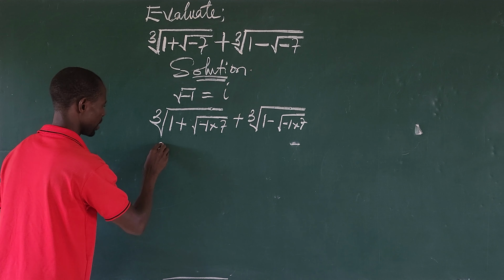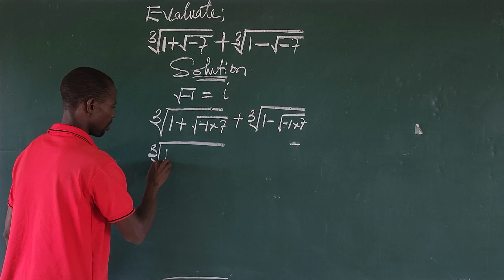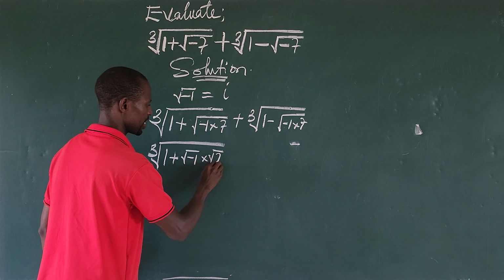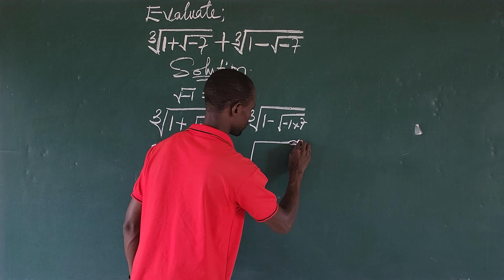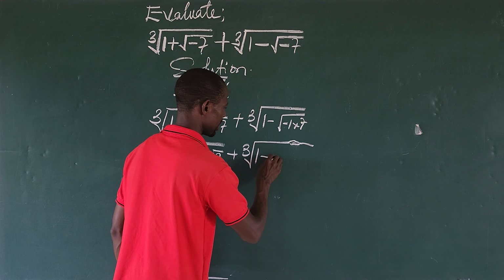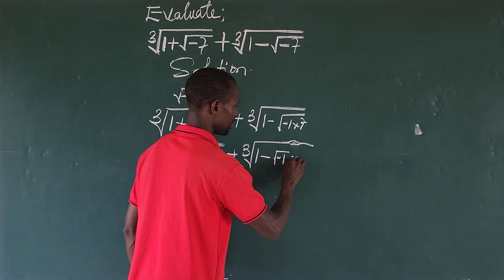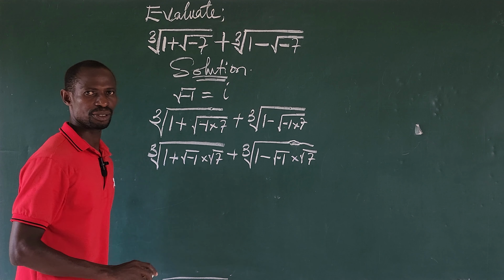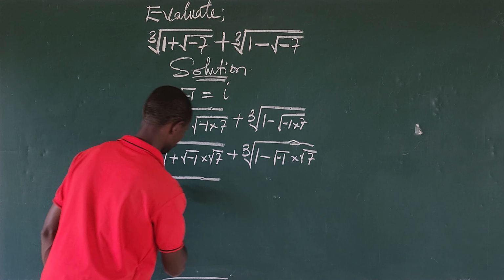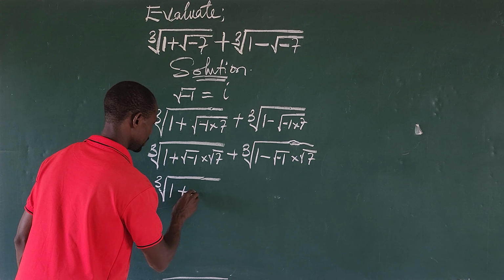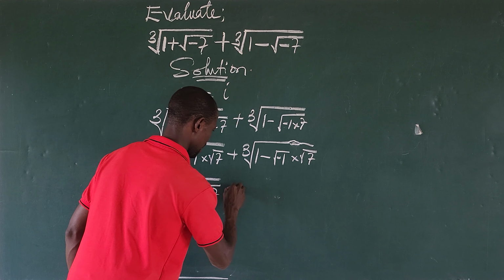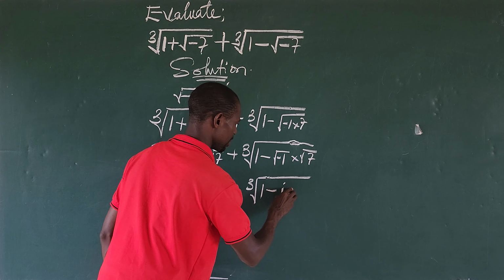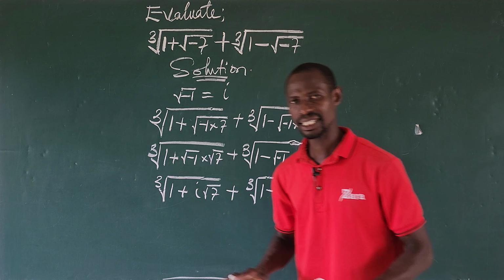So separating this, we're going to end up having the cube root of 1 plus the square root of minus 1 times the square root of 7, then plus the cube root of 1 minus the square root of minus 1 times the square root of 7. Now, from this expression, we can bring in iota into the system. So this is going to give us the cube root of 1 plus iota root 7. Then we have the cube root of 1 minus iota root 7. So this is the first thing we do here, right?